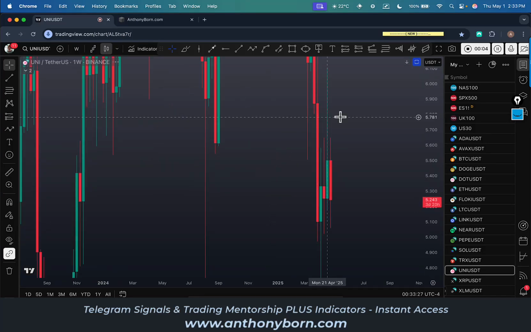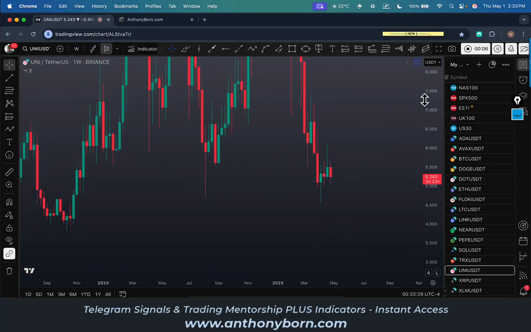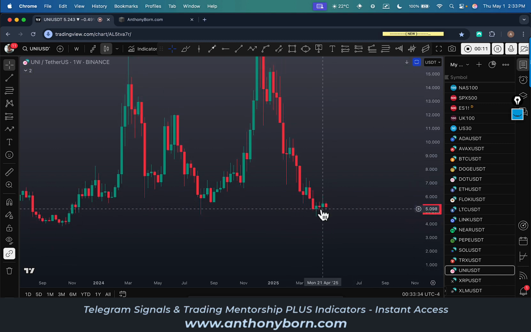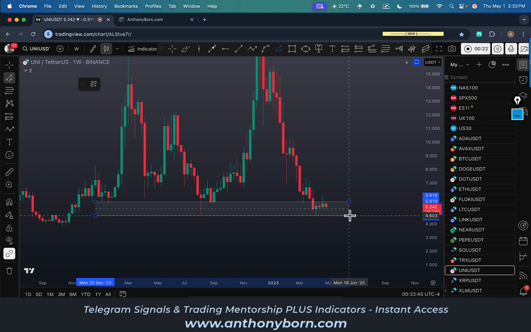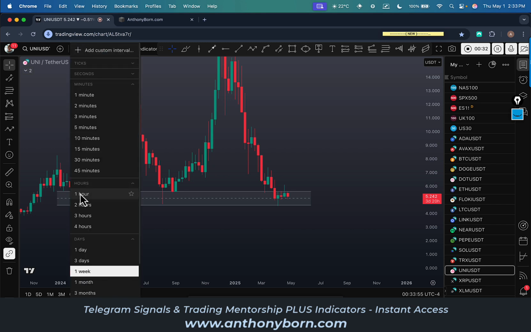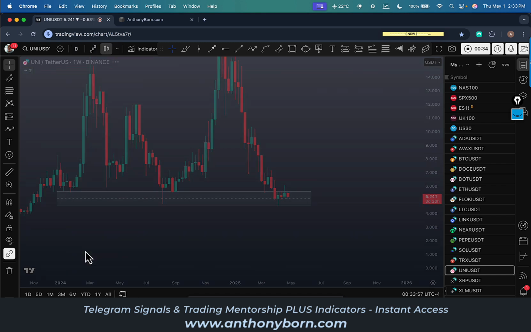Traders, I'm just currently looking at the Uniswap chart here on a weekly time frame, and this has traded down into a big level. You can see all through here, a big liquidity zone, and it's reacted off it. Question is, where to from here? Let's go down the time frames and have a look at it on the daily.